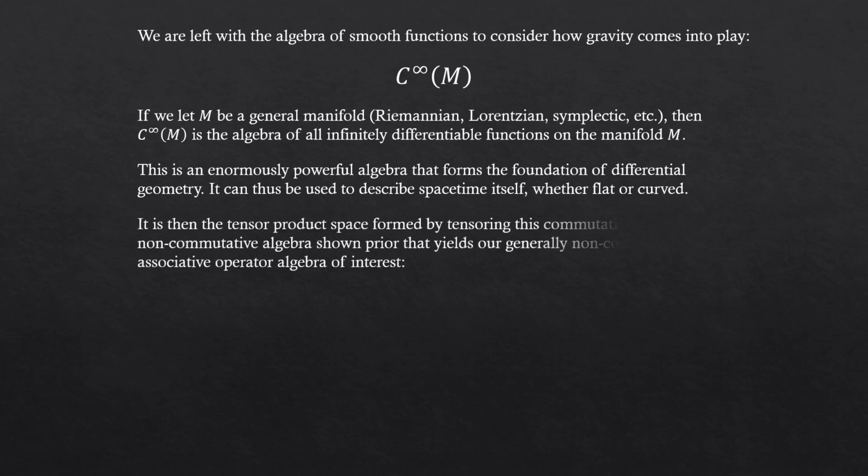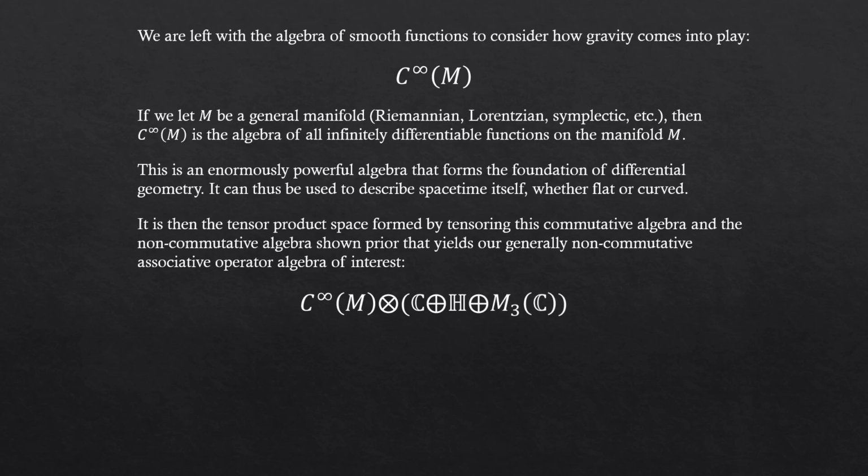It is then the tensor product space that's formed by tensoring this commutative algebra, C infinity of M, and the general non-commutative algebra shown before. It becomes non-commutative due to the nature of quaternions in the 3x3 matrices. And this yields our generally non-commutative associated operator algebra of interest. So this operator algebra is ultimately a tensor product space unifying everything that encodes modern physics and then some using a more general mathematical notion.